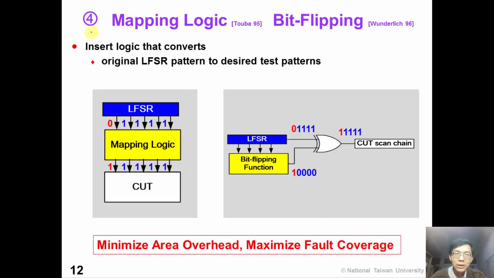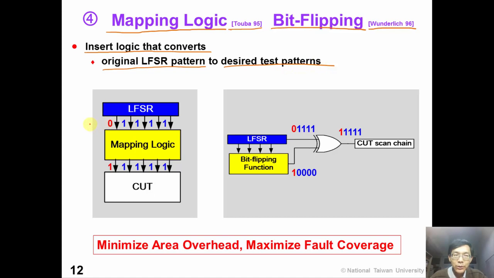The fourth solution uses extra logic to change the pattern. There are mapping logic proposed by Touba in 1995 or bit flipping technique proposed by Wunderlich in 1996. These two techniques have a very similar idea. They insert a small logic that converts the original LFSR pattern to our desired test patterns.